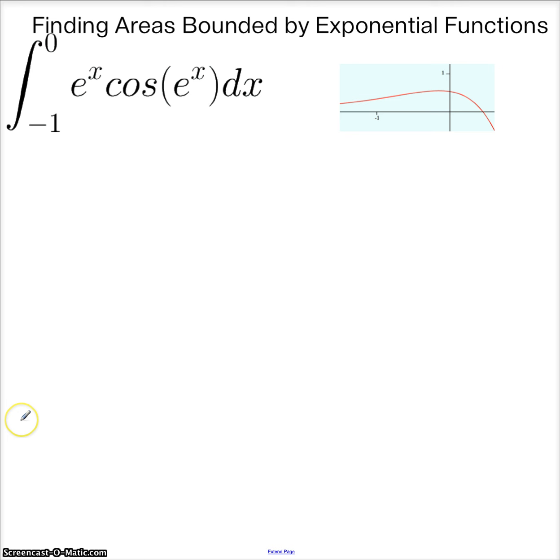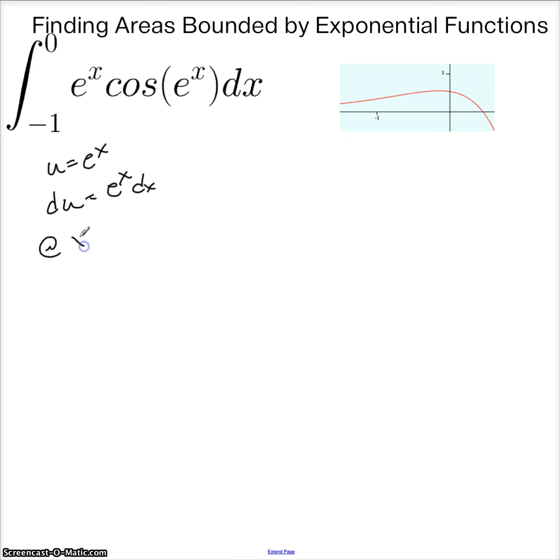Now let's try this one. Oh my gosh, let's just cry. This one's terrible. All right, this has got e's and cosines and e's and everything. All right, let's not panic. Let's let u equal e to the x. du is e to the x dx.